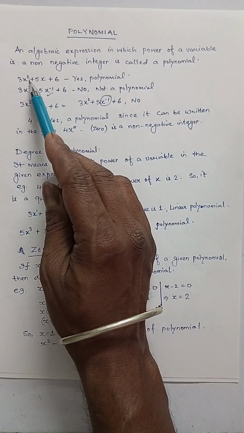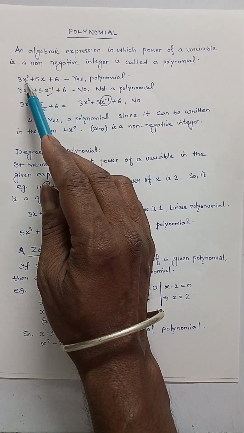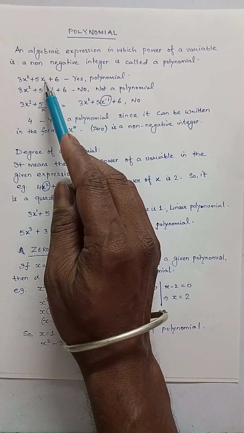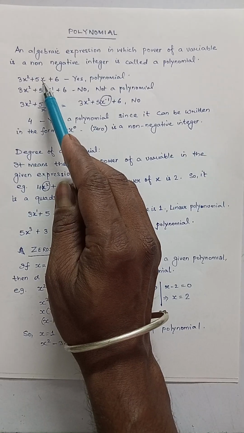Example, you can see 3x² + 5x + 6 is a polynomial because here the power of x is 2 and here the power of x is 1. So both are non-negative integers, so it is a polynomial.